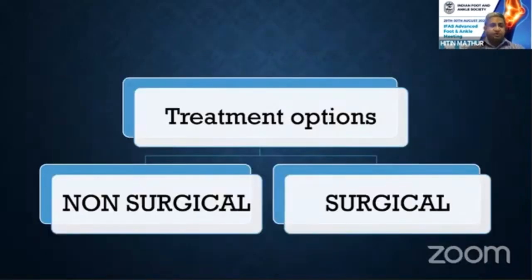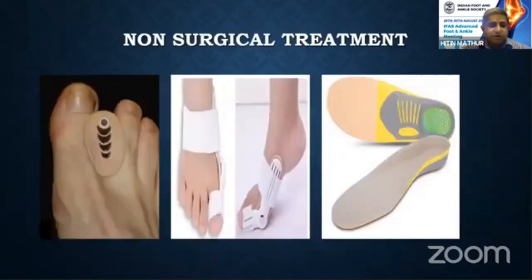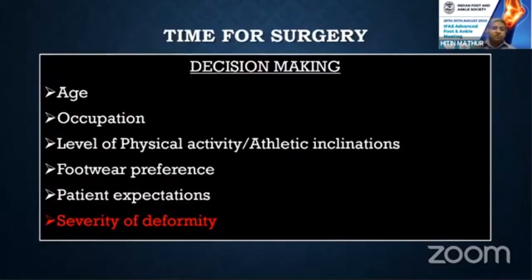So what are the treatment options? Treatment options can be surgical or non-surgical. The non-surgical options include toe spacers, braces for the hallux valgus, orthotics, and footwear modifications. If these treatment options do not work and the patient's symptoms still persist, then it is time for surgery.